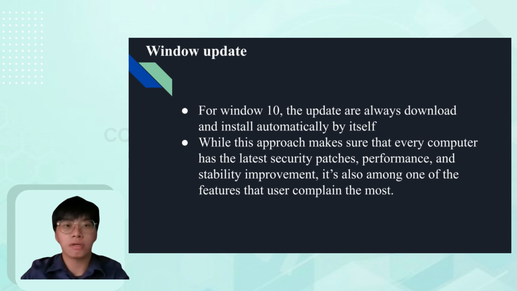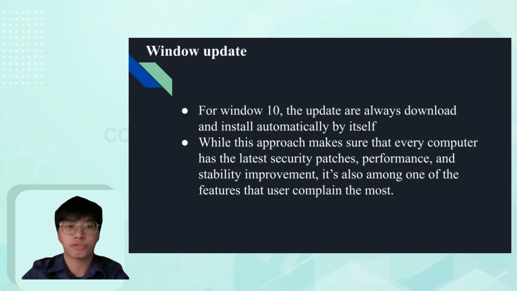So next is about the Windows update. For Windows 10, the updates are always downloaded and installed automatically by itself as soon as they are ready for the computer or device. With this approach, it makes sure that every computer has the latest security patches, performance, and stability improvements. It's also one of the features that users complain about the most.